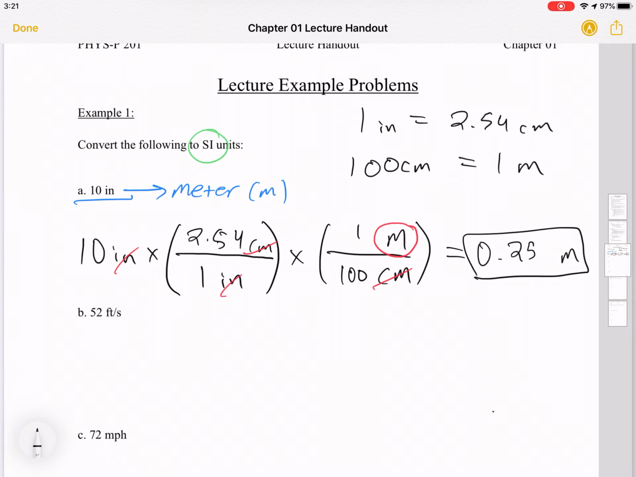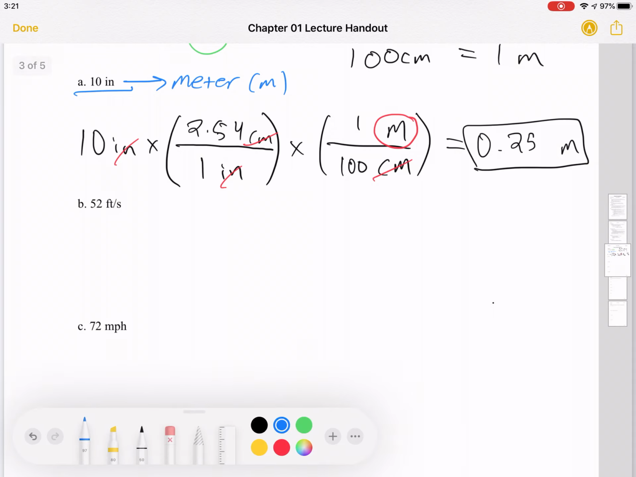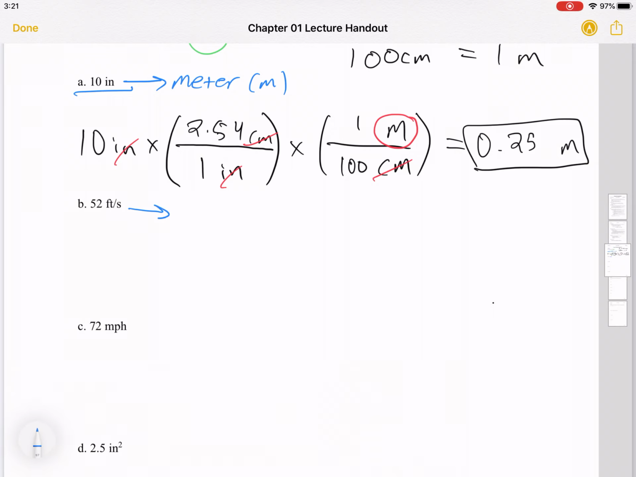All right, let's do another one. So 52 feet per second. So that's a rate, right? Anytime we have something per unit time, that's some kind of rate. I'd like to convert this to SI units. So what's the SI unit for a distance per time? Well, I just need the SI unit for distance and the SI unit for time. The SI unit for distance is meters. The SI unit for time is seconds. So I don't need to touch the seconds. I just need to go from feet to meters.